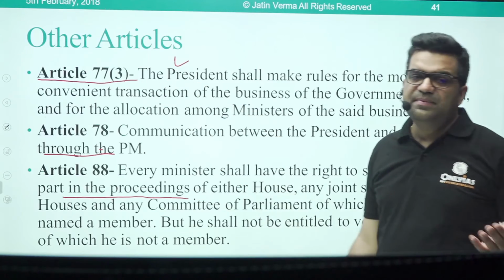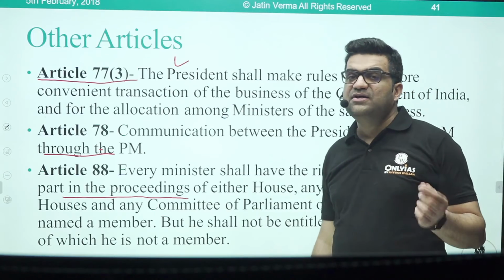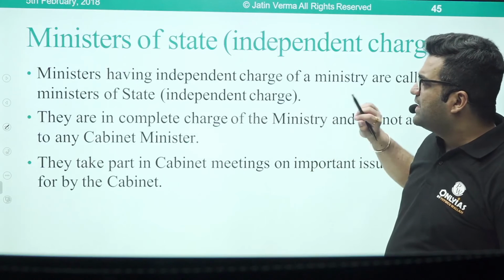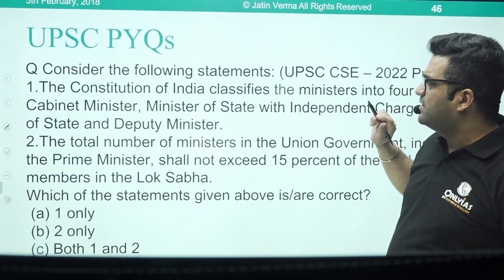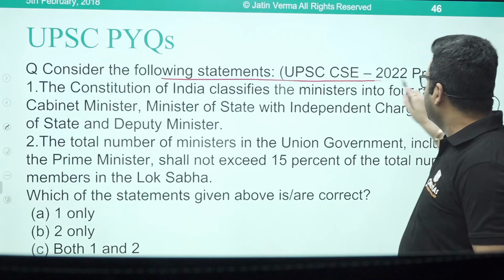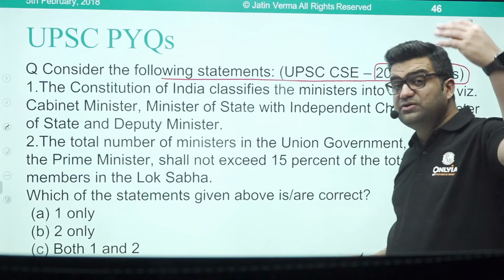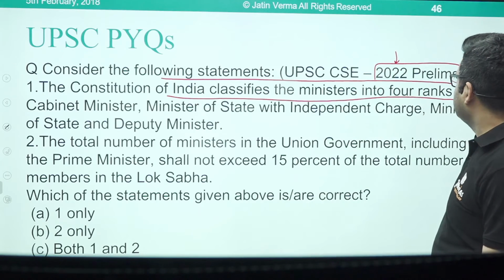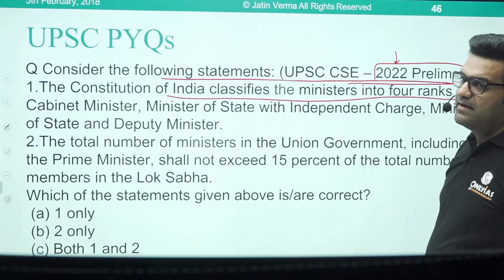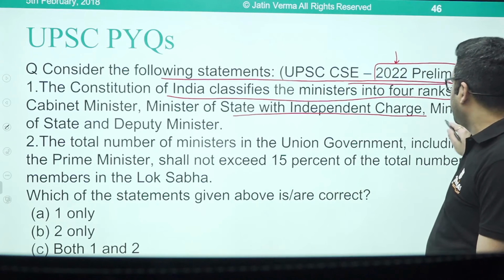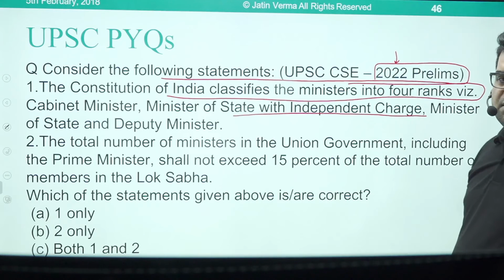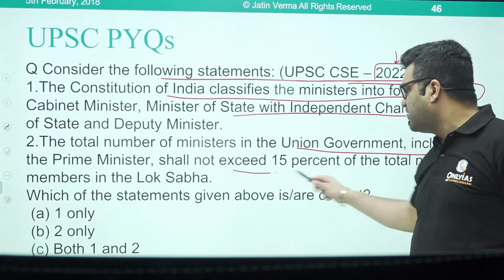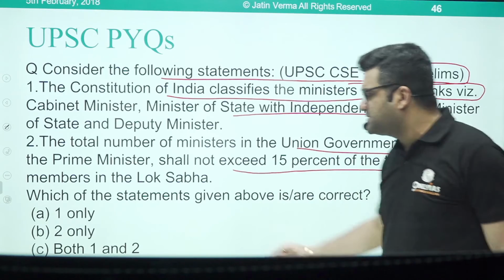What will be the types of ministers, who will be senior in rank? Cabinet ministers are the senior most rank. See how the question has been asked around this, though it is very simple. Consider the following statements, 2022 prelims, not 2012 or 2002, a recent one only. The Constitution of India classifies the ministers into 4 ranks: cabinet ministers, minister of state with independent charge, minister of state, and deputy minister. Then, the total number of ministers in the union government, including the prime minister, shall not exceed 15% of the total number of members in the Lok Sabha.